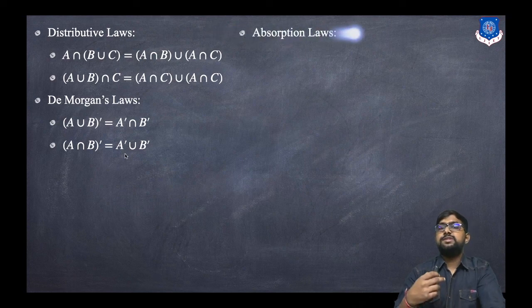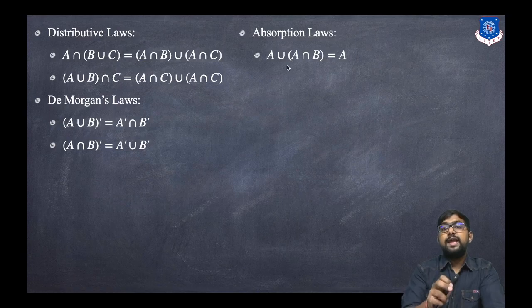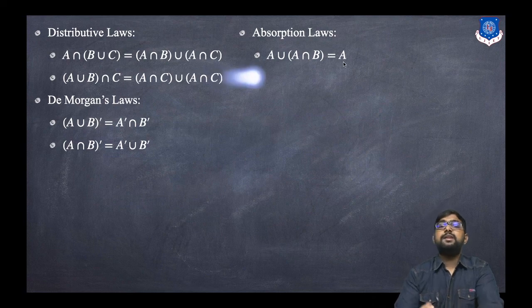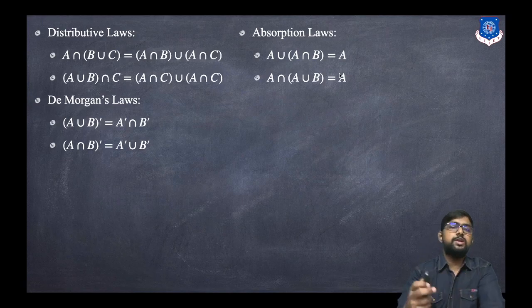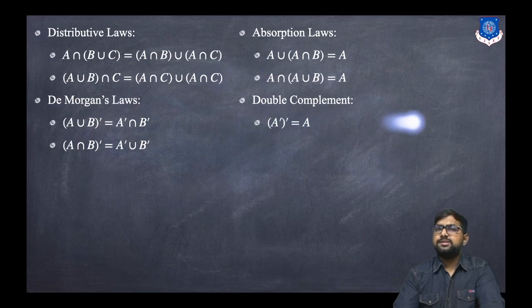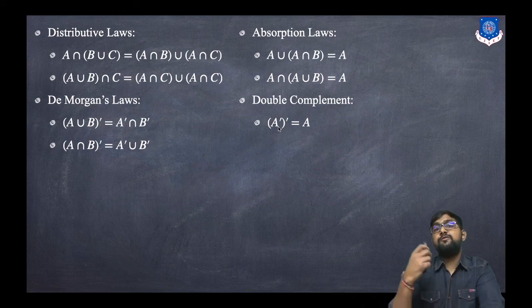Then next, what is the absorption law? The first one is A ∪ (A ∩ B). As its name suggests, that is absorption. So the whole A is absorbing this A ∩ B. If we take A union with A ∩ B, A absorbs A ∩ B, and the final answer will be A itself. In the same manner, A ∩ (A ∪ B) will be A, so it is absorbing A ∪ B. Then the double complement law. As its name suggests, it contains a double complement. So (A')' is A.